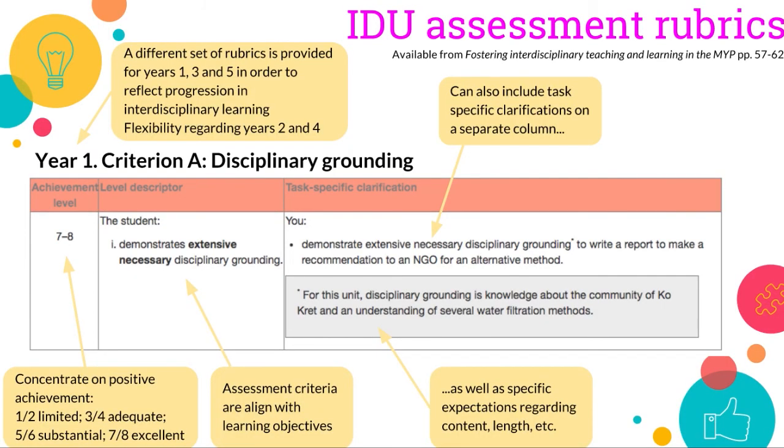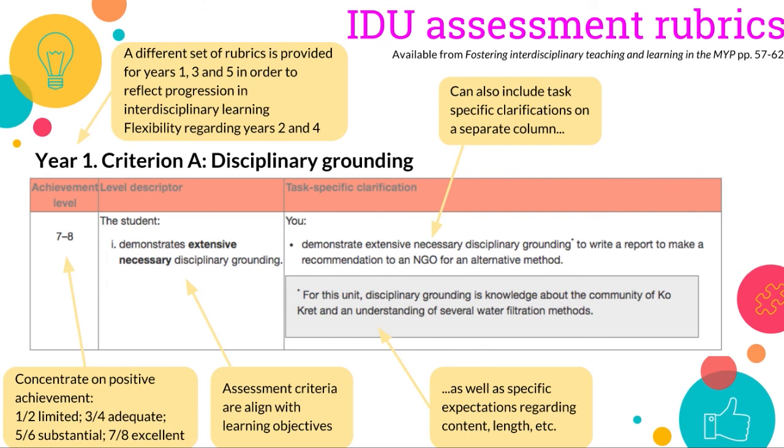The assessment rubrics are available in your Fostering Interdisciplinary Teaching and Learning in the MYP guides. You will find them on pages 57 through 62. And this is an example, an extract of one of the rubrics that you will find in Year 1, Criterion A regarding disciplinary grounding. So if you look at Year 1, it says a different set of rubrics is provided for Years 1, 3, and 5 in order to reflect progression in interdisciplinary learning.